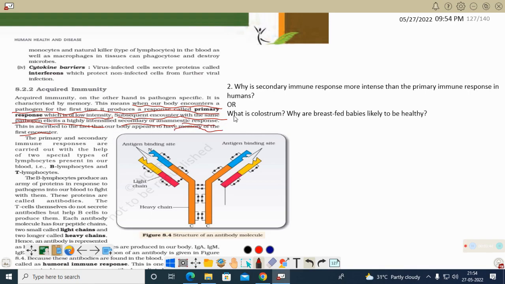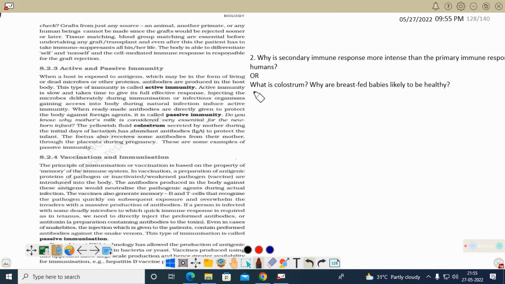Okay, and its choice is given: what is colostrum? Why are breastfed babies likely to be healthy? So the first question is, what is colostrum? Colostrum is the first yellowish milk secreted during lactation by the mother. And why are breastfed babies likely to be healthy? That is the next question. For that, colostrum consists of the antibody IgA that will protect the infant from diseases. That much is enough for that answer.